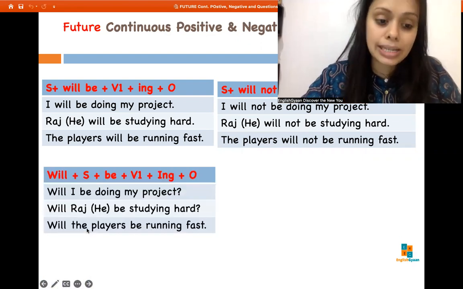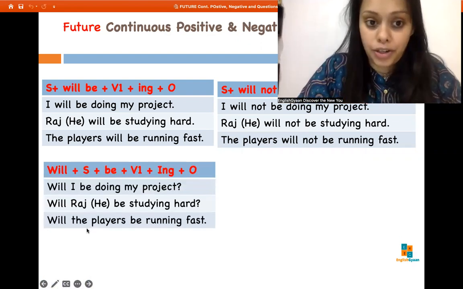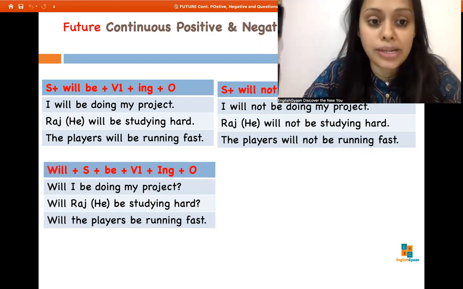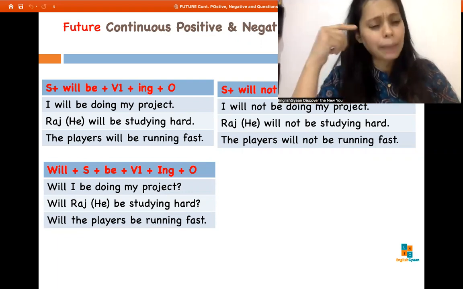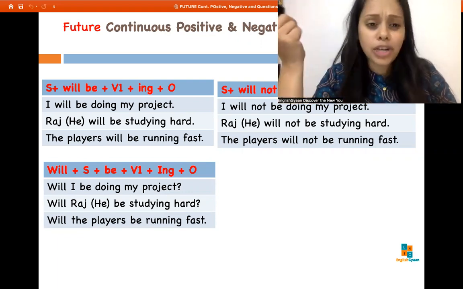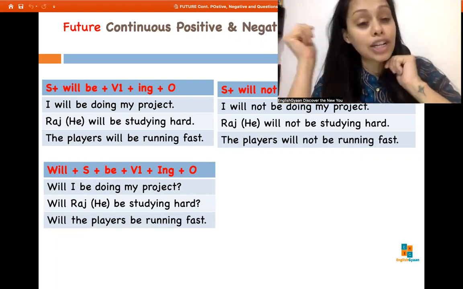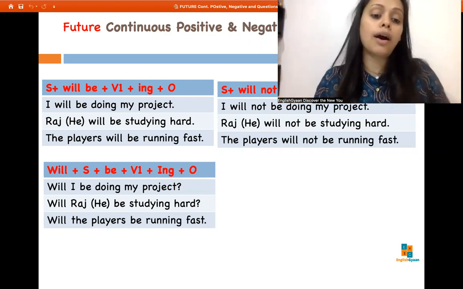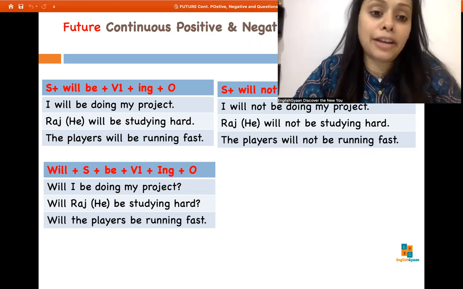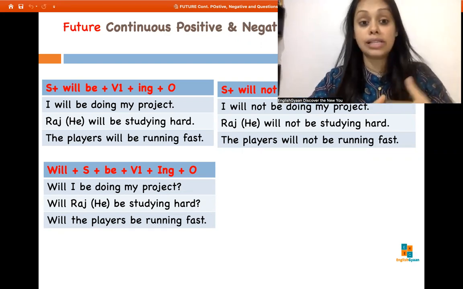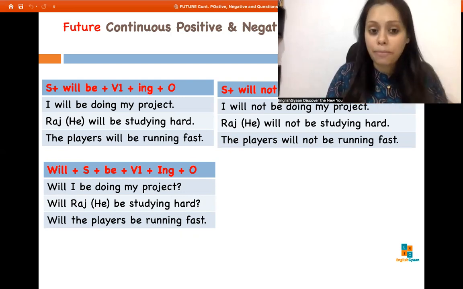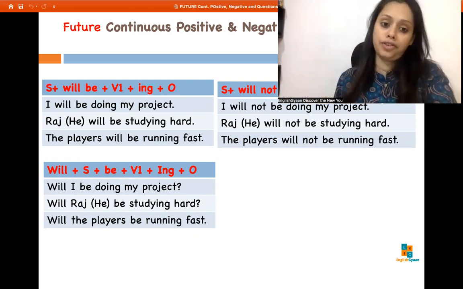Now, coming to questions without WH. If there is no WH question, it will start from will. Will I be doing my project? क्या मैं मेरा project कर रही होगी? Will Raj be studying hard? क्या राज study hard कर रहा होगा? Will the players be running fast? क्या players तेजी से दौड़ रहे होंगे? Correct? So will plus subject plus be plus ing.